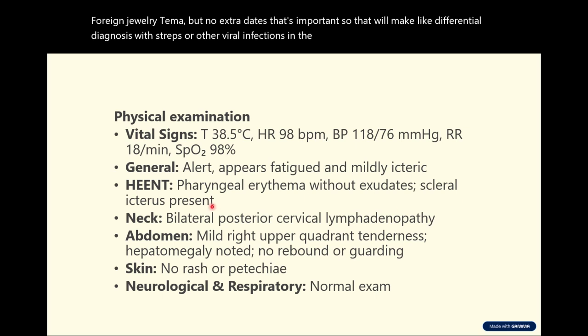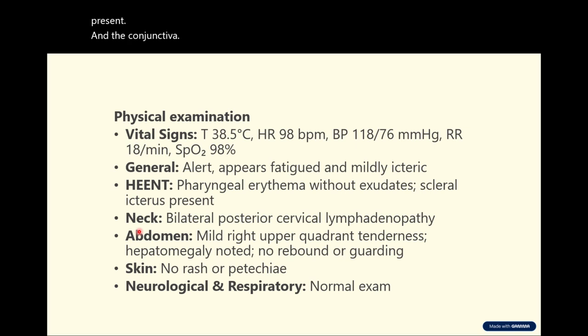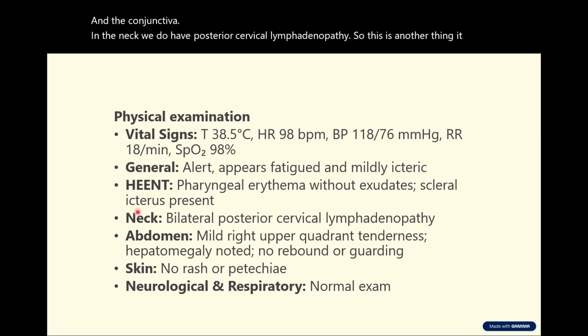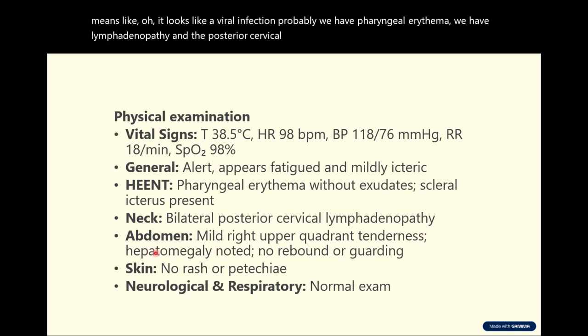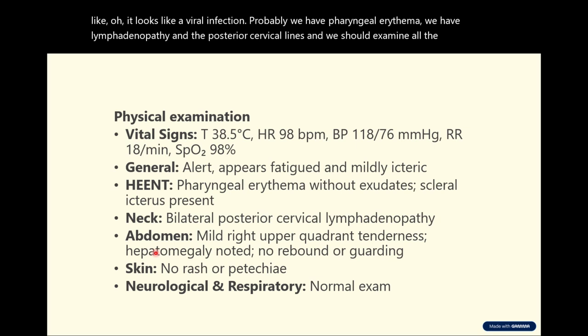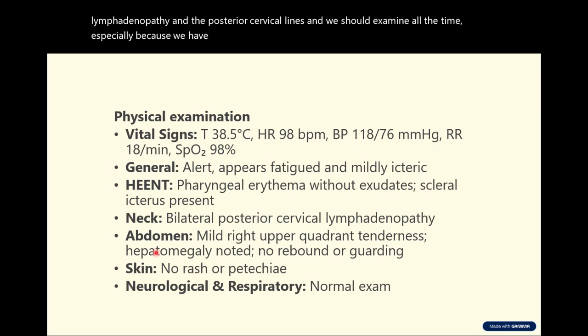And we see icterus present in the conjunctiva. In the neck, we do have posterior cervical lymphadenopathy. So this is another thing that makes it look like a viral infection: we have pharyngeal erythema and lymphadenopathy in the posterior cervical chains, and we should examine the abdomen all the time, especially because we have pain but also icterus. Every time you have flu-like symptoms, please go ahead and examine the abdomen.